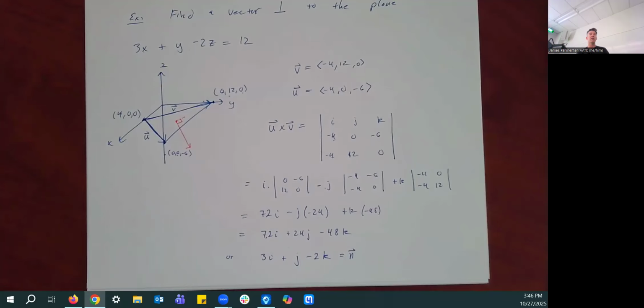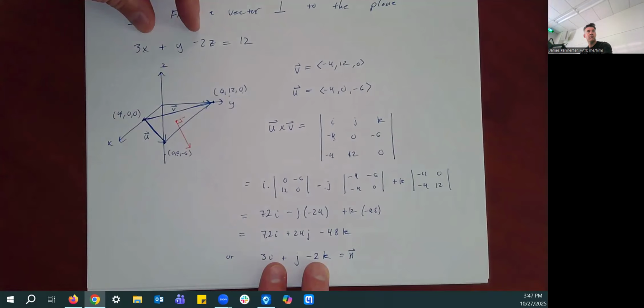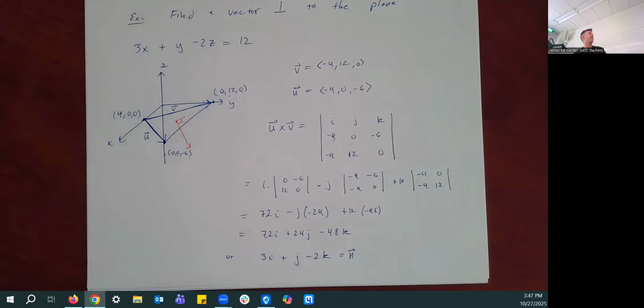And here is something that is not a coincidence at all. Those coefficients match those coefficients. That is a guarantee that if you're trying to find a vector that is normal or perpendicular to a plane, you don't have to do any of this work. You can just look at the plane equation and say, cool, my i component must be the coefficient of x, my j component must be the coefficient of y, and my k component must be the coefficient of z. That is a true thing.